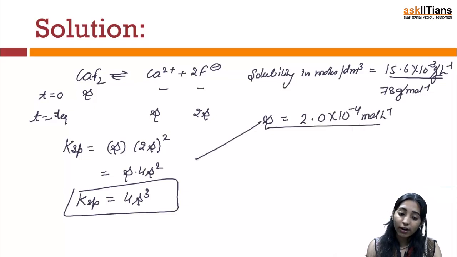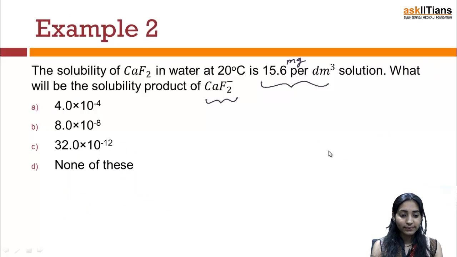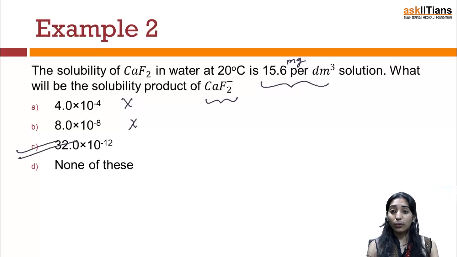Now putting the value of S in this equation, I can get the value of KSP to be 32.0 into 10 to the power minus 12. Now let's see if this is given to us in the options. So these are 4.0 into 10 to the power minus 4, 8.0 into 10 to the power minus 8, and yes, the correct answer given to us is 32.0 into 10 to the power minus 12.